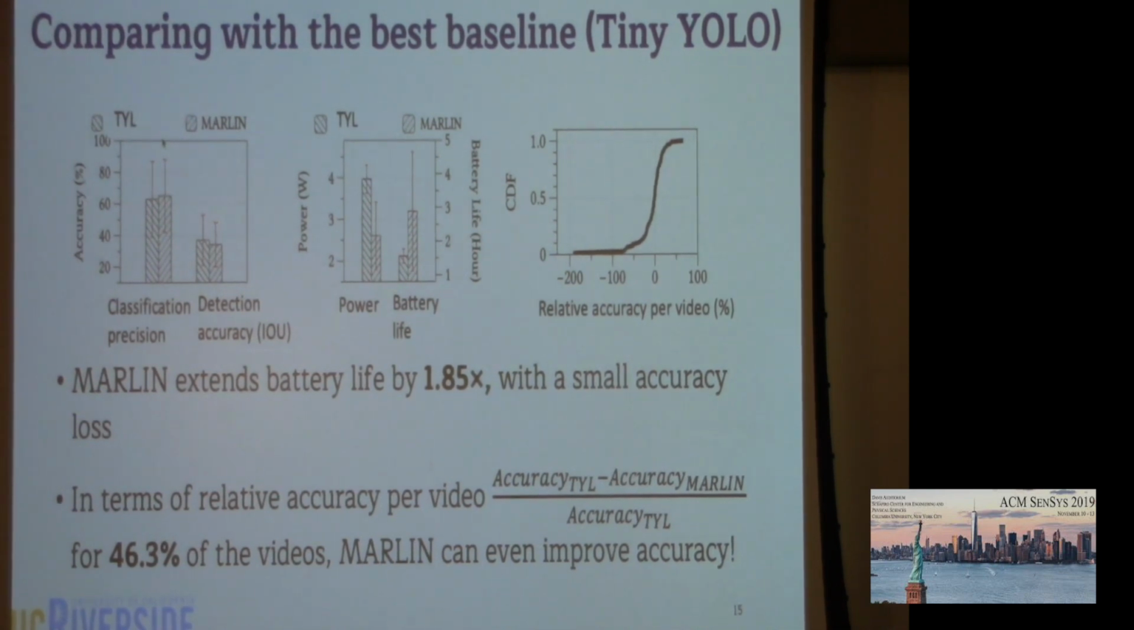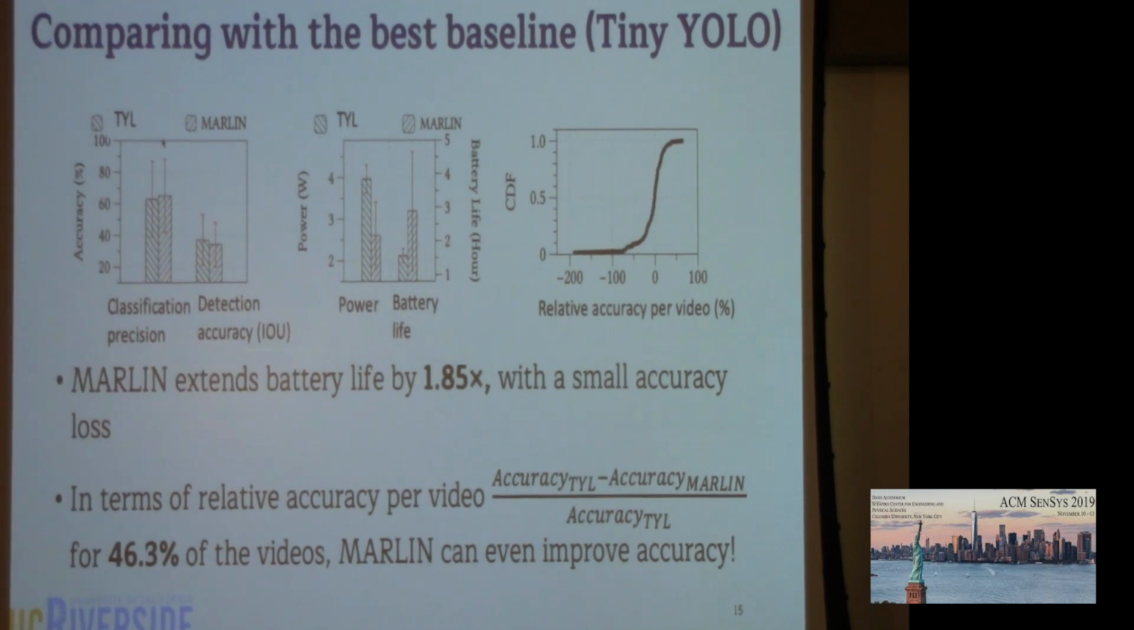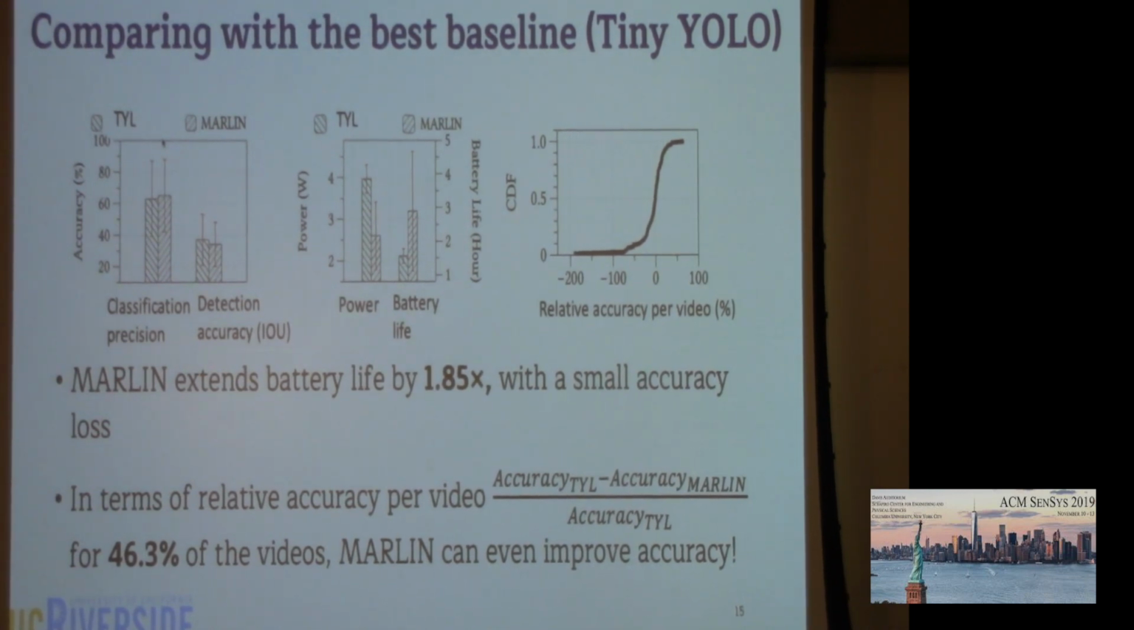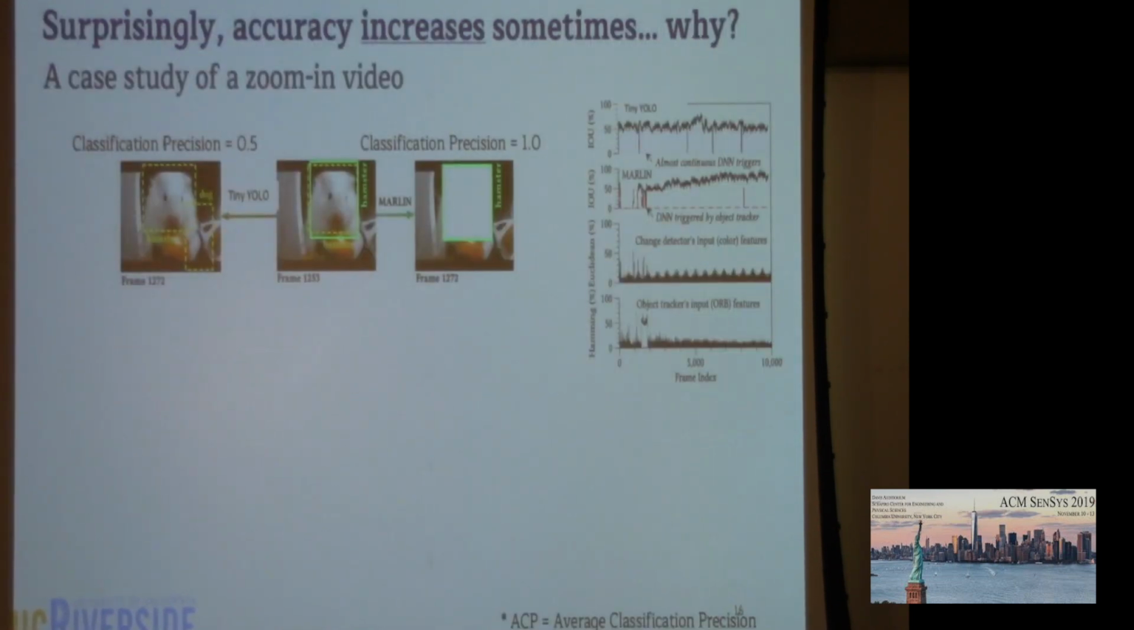And when you compare video by video and look at relative accuracy between tiny YOLO and MARLIN, we can see from the CDF plot on the right-hand side that for 46% of the videos, MARLIN can even improve the accuracy. And this is interesting, because MARLIN already saves energy, and sometimes it increases accuracy as well. Why? We're going to see it in an example case study on this slide.